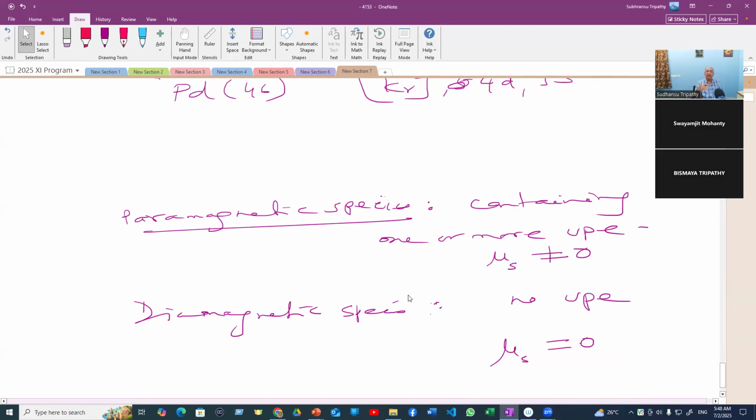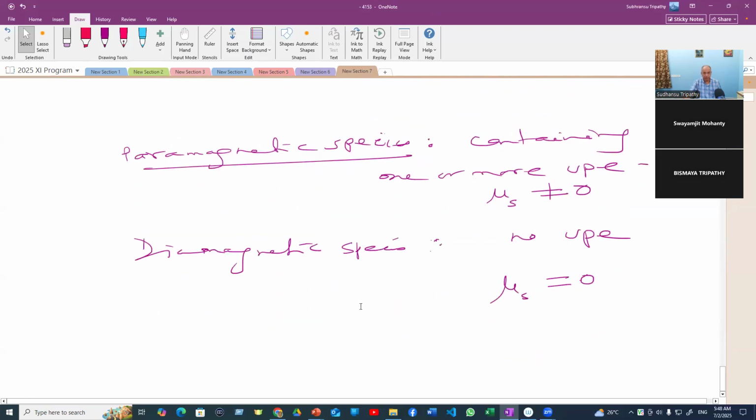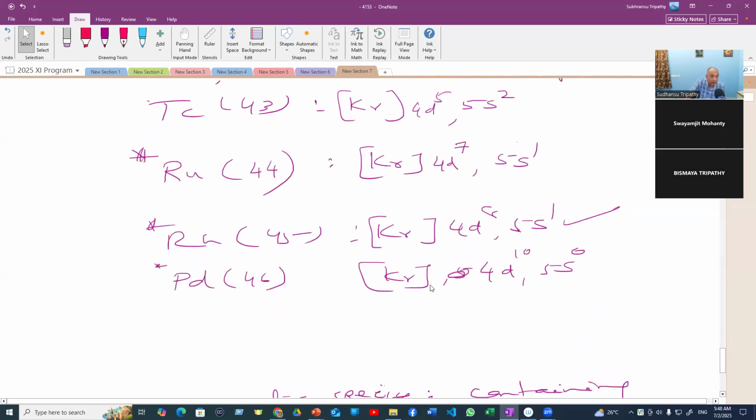No unpaired electron species are called diamagnetic species. They are weakly repelled by an external magnetic field. But ferromagnetic species like iron, cobalt, nickel are attracted very strongly by a magnet. Paramagnetic species are their weaker cousins, so they are weakly attracted by the external magnet. Diamagnetic species are repelled. So those are the properties. So palladium is diamagnetic because it has no unpaired electron.